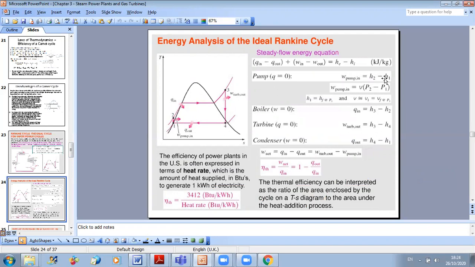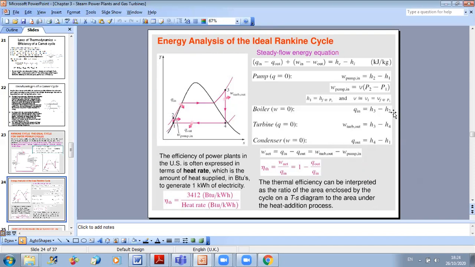Now for the boiler, what is happening in the boiler? As we said, in the boiler we have exchange of heat and no work. So for the boiler, going back to the previous equation, no work and negligible variation of kinetic and potential energies, you can write that the heat entering my system, Qin, is the difference between the enthalpies at points 3 and 2. So it's H3 minus H2.